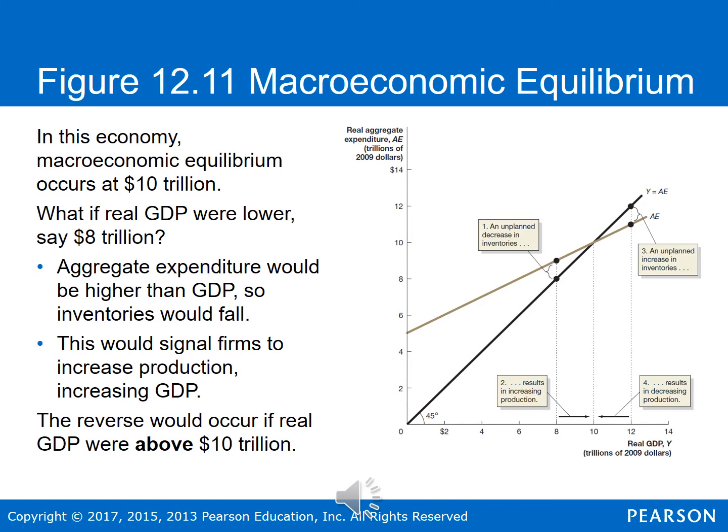Now let's use figure 12.11 to make this relationship a little bit more clear. And we'll do that by only showing the 45-degree line and the aggregate expenditure line. So the sum of consumption, investment, government spending, and net exports. So we only have to work with one line and not clutter up the diagram.